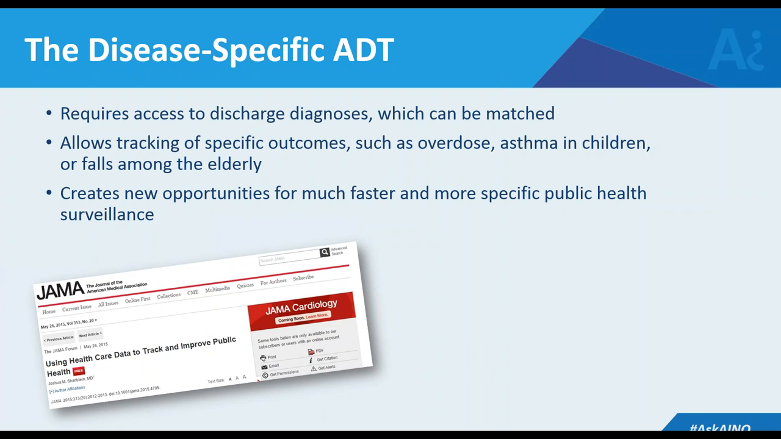And then falls among the elderly. There's a lot of evidence of different kinds of community interventions for falls, but where do you put them? How do you know that you're putting them in high-risk places? How do you know when you're implementing them that they're working? Well, if you have a surveillance system based on very rapid healthcare data, you may be able to be much more effective than just implementing programs and checking in quite a while later whether they're having an impact, or in many cases, public health just doesn't have the resources to check at all.